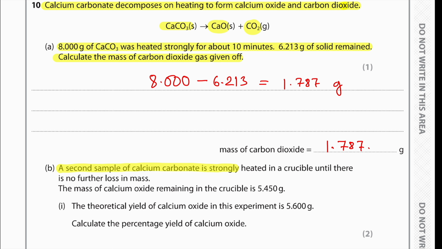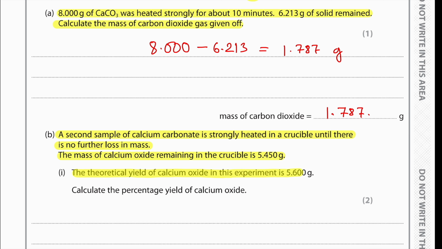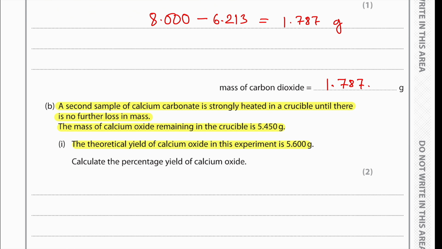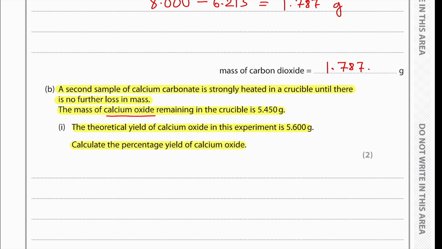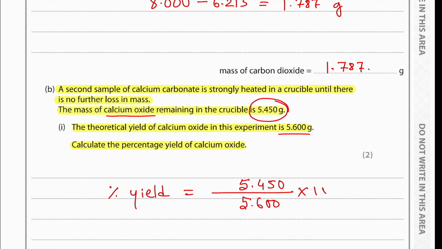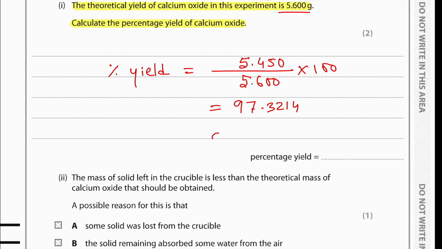A second sample of calcium carbonate is strongly heated in a crucible until there is no further loss in mass. The mass of the calcium oxide remaining in the crucible is 5.450 grams. The theoretical yield of calcium oxide in this experiment is 5.600 grams. Calculate the percentage yield of calcium oxide. So, the mass of calcium oxide remaining in the crucible is 5.45. Now, what we were supposed to get was 5.6. To get a percentage yield, we put the mass that we have obtained over the mass that we are supposed to get, times 100. This gives us 97.3214, and since our percentage yield needs to be 3 significant figures, it is 97.3.